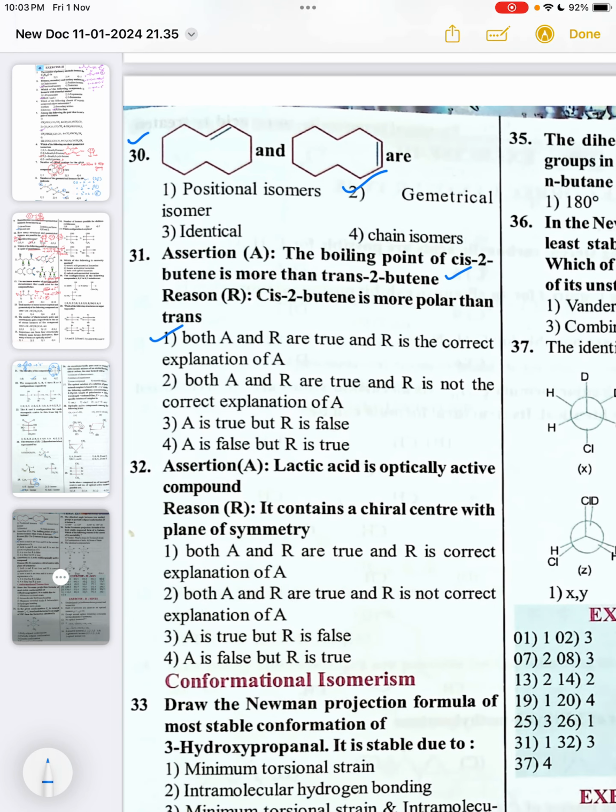Lactic acid is an optically active compound. Yes. What is the formula of lactic acid? CH3 CHOH COOH. So around the carbon there are 4 different groups present: one is methyl, another is the acid group, another is hydrogen, and the fourth group is OH. Four different groups are present, so it is optically active.